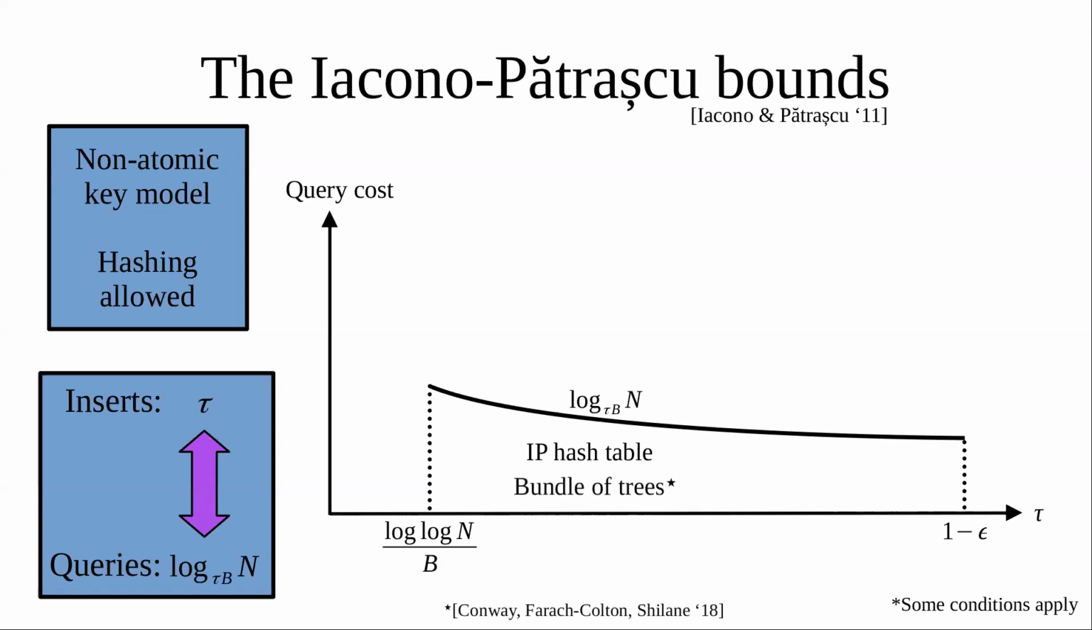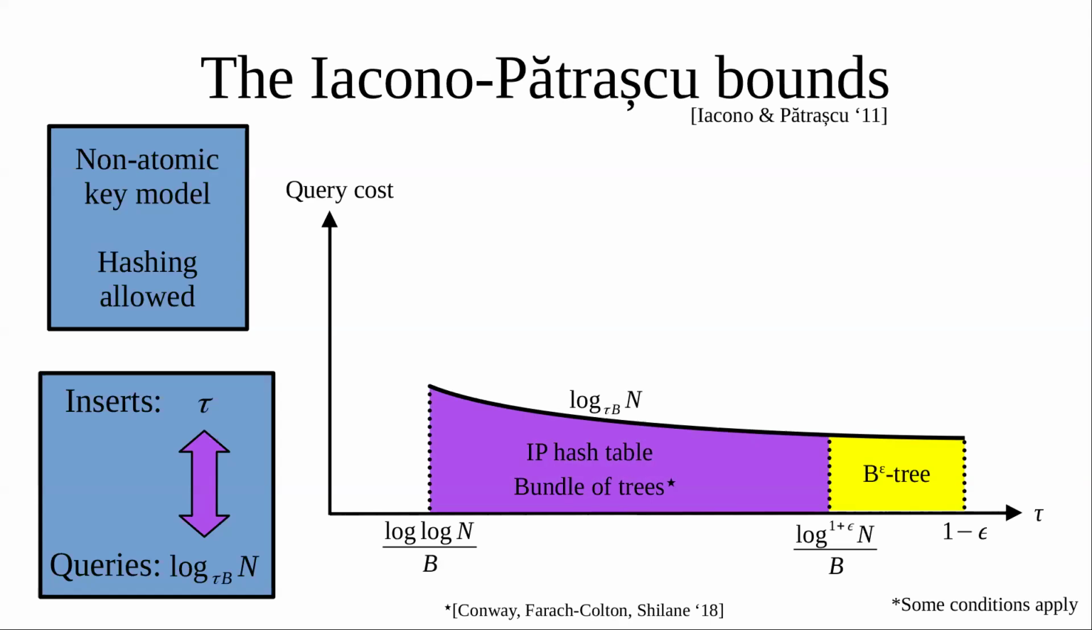Later on, Conway, Farach-Colton, and Shilane gave another, simpler construction called the bundle of trees, which matched the same bound. Now, just to remind you of where we're going with this, remember the B epsilon tree in the comparison model only got it down to epsilon. But here they got sort of an exponential improvement in how fast we could make insertion while still keeping logarithmic queries.